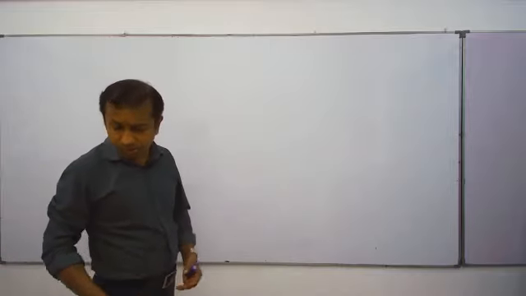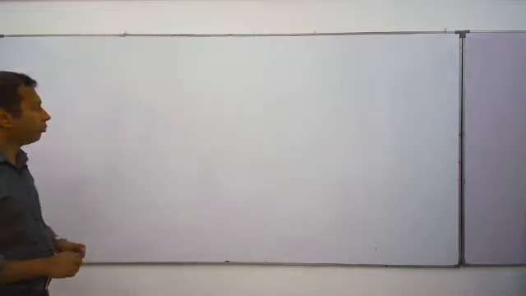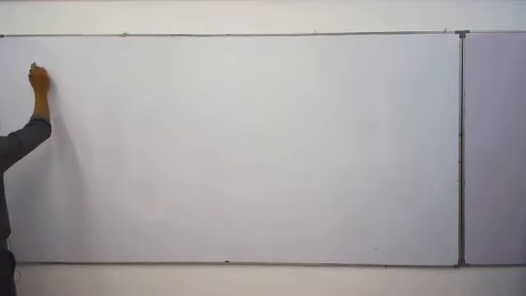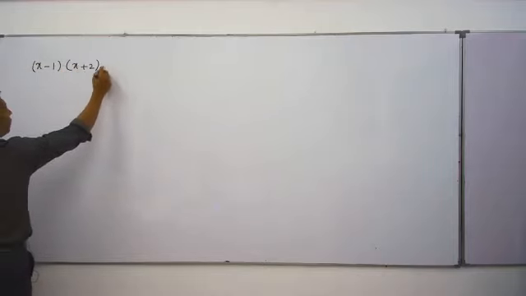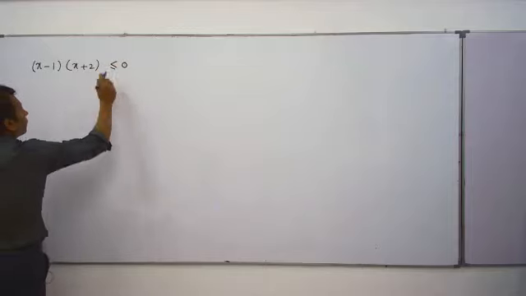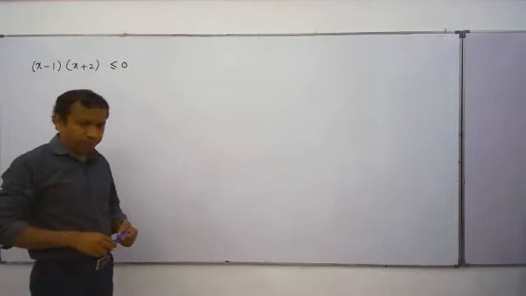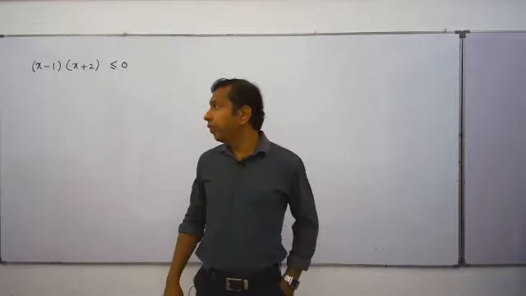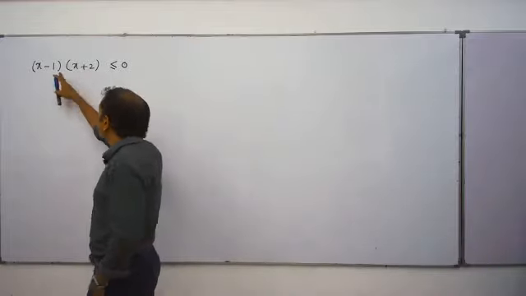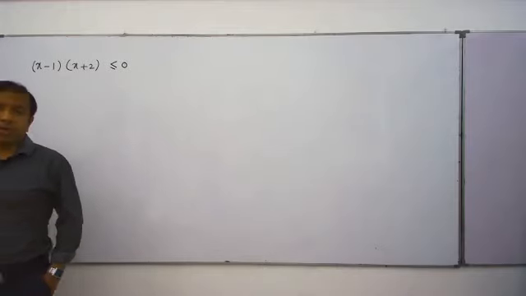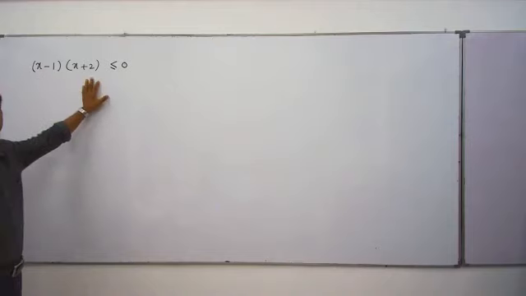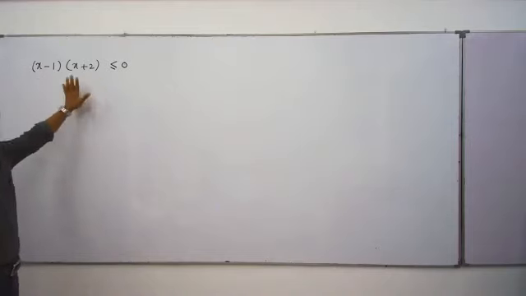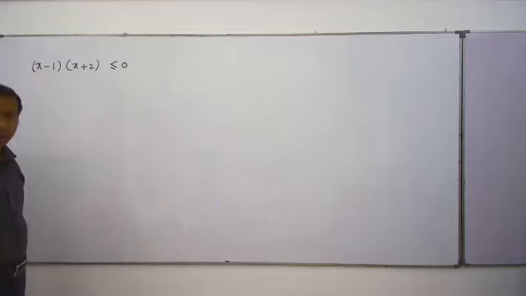Now, the next question is this. Suppose we have an inequality to find the answer: (x minus 1)(x plus 2) less than or equal to 0. Coming to this question, we have on the left hand side a product of two factors. Definitely we should have factors this way, otherwise we can't directly find the region. When we have factors like this, I'll tell you how to take the region.